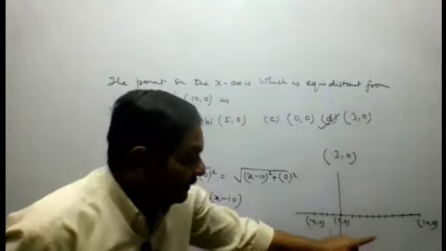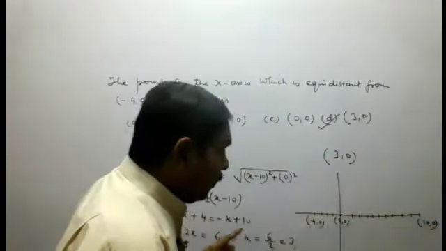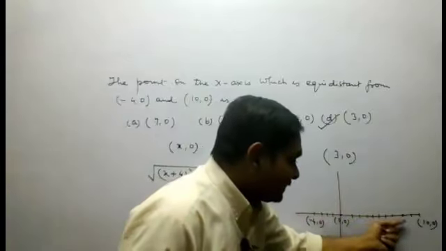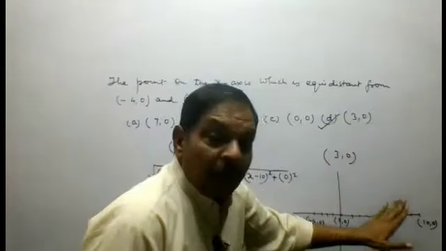This will be 10, 0. Now a point on x-axis which is equidistant from both the points.